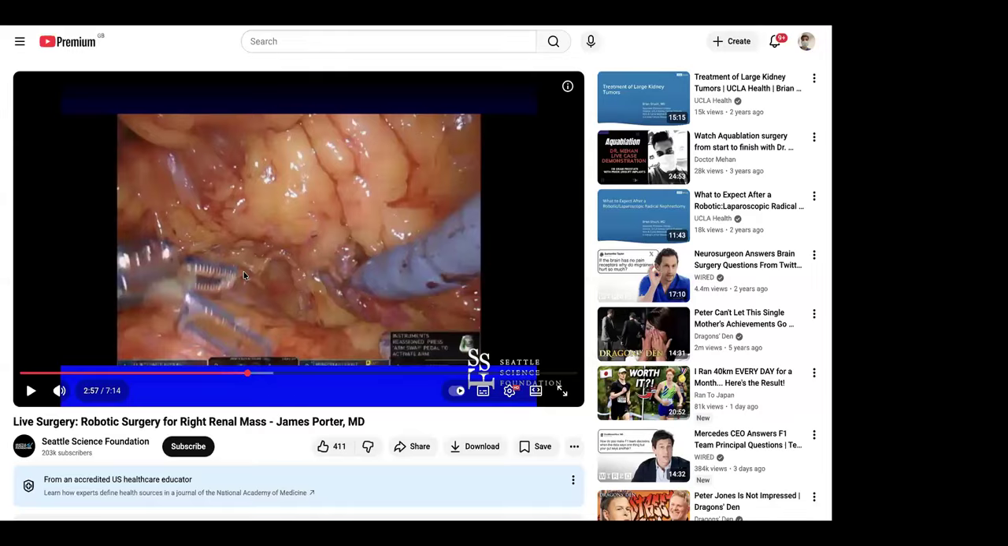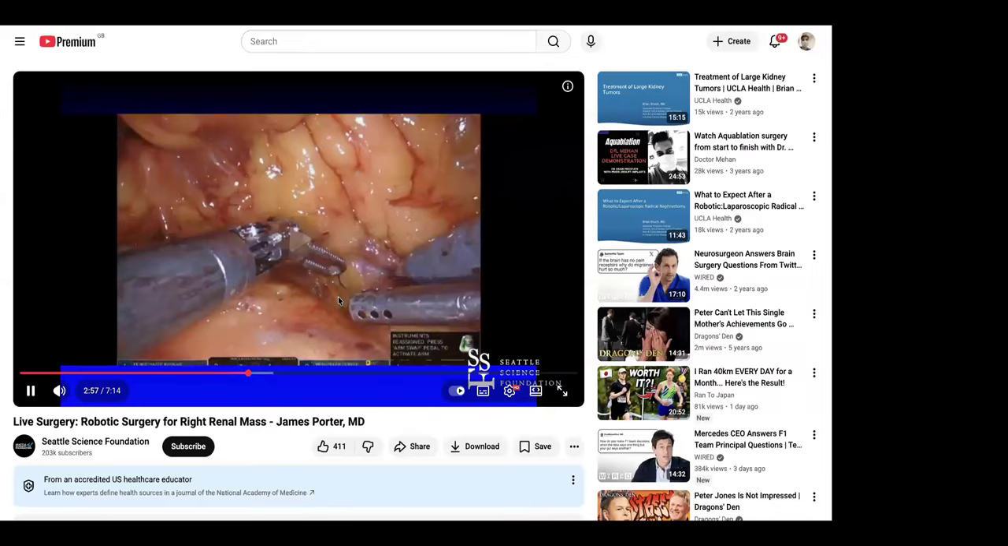And by the way, do you notice the movement of the robot? It's very accurate. You notice basically that there's no lag. It's very accurate, and the movement is very smooth.